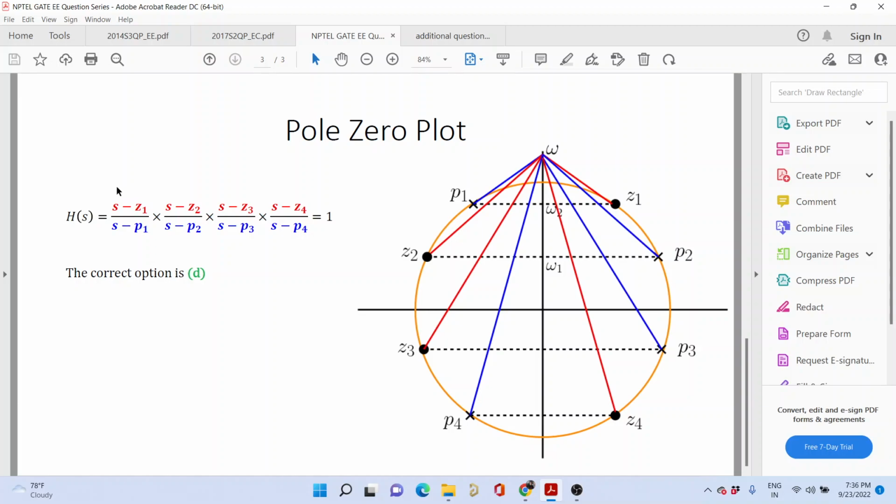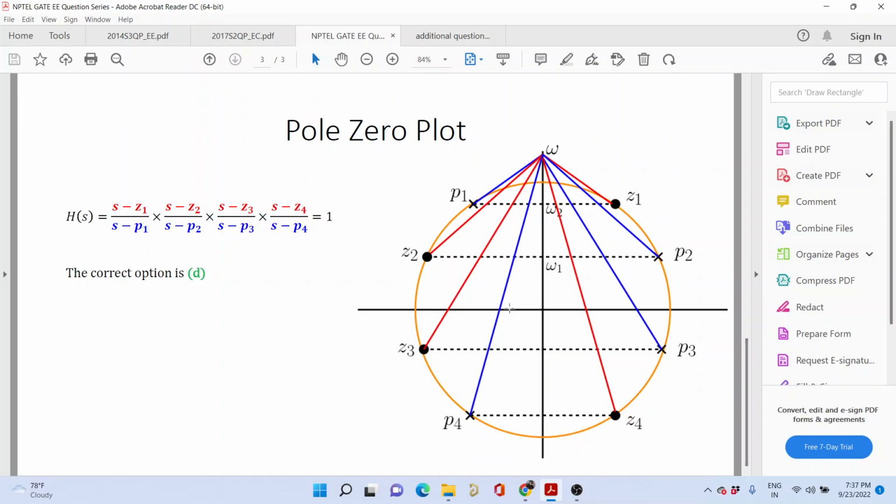So what is this S minus Z1? S is this point on the j omega axis. Z1 is over here. So you have a vector like this. So S minus Z1 is this vector. S minus Z2: S is this point and Z2 is this point. So S minus Z2 is this vector over here, the red vectors. All the vectors subtended by the zeros I have indicated with the red vectors, and the vectors subtended by the poles to the point S, which may be any point on the j omega axis, are indicated with a blue line. You can see on the screen.